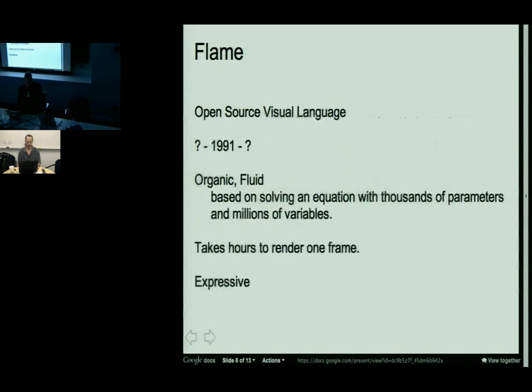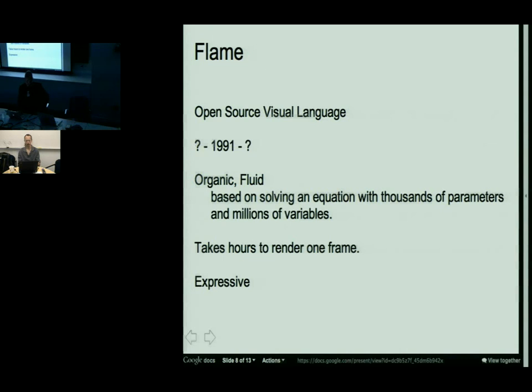So here's another project I did. That was Fuse. This is Flame. Flame is an open source visual language, and I put the date on it as 1991, but it's pretty hazy. That was because it was based on a long series of experiments. It had several antecedents, and it's been under development since then, so it doesn't really have an end date.